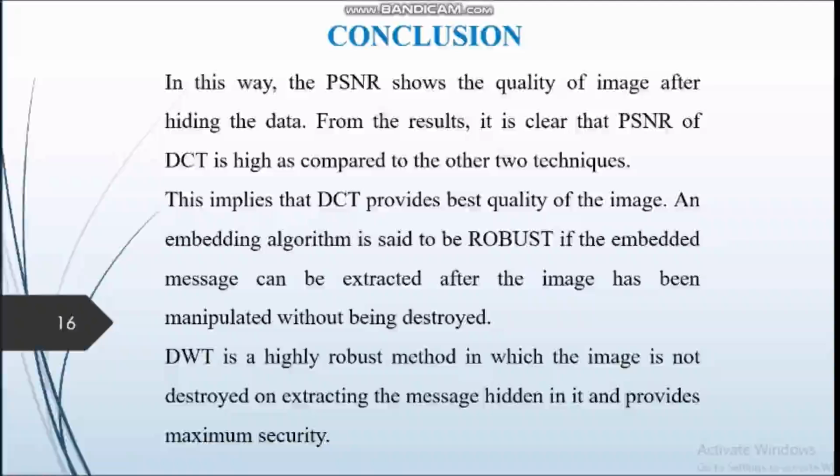An embedding algorithm is said to be robust if the embedded message can be extracted from the image that has been manipulated without being destroyed. DWT is a highly robust method in which the image is not destroyed on extracting the message hidden in it, and it produces maximum security.